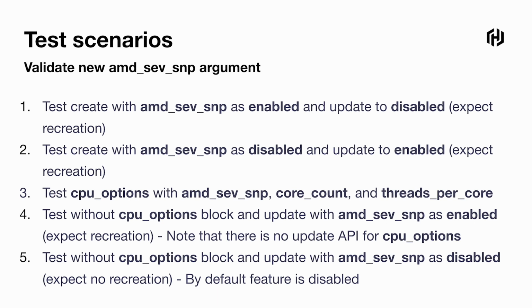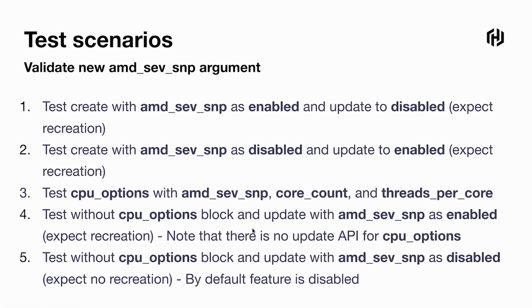Similarly, we test the other way, where AMD SEV-SNP is set to disabled and then updated to enabled. Again, we expect recreation. Next, we want to test CPU options with all three arguments now: AMD SEV-SNP, core count, and threads per core. That should work. Next, we want to test practitioners without a CPU options block and then update it in the next Terraform apply. They have an update where they introduce a CPU options block with AMD SEV-SNP as enabled. Now, by default, AMD SEV-SNP is disabled on the first Terraform apply. So in the next one, when they explicitly specify it to enabled, we expect recreation.